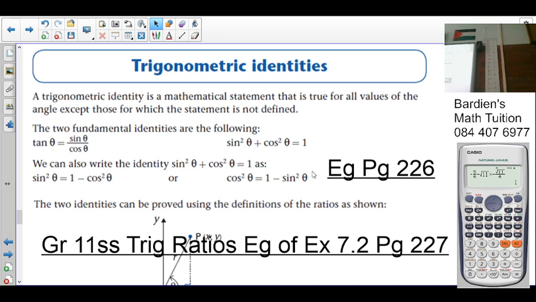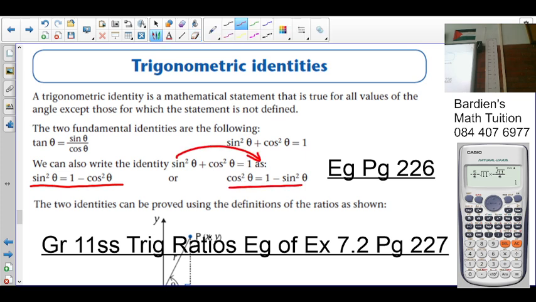We can also write the identity sine squared theta plus cos squared theta equals 1 differently. If we take cos squared theta over the equal sign, sine squared theta equals 1 minus cos squared theta. Can you see that? On the other hand, if I take sine squared theta over, cos squared theta equals 1 minus sine squared theta.